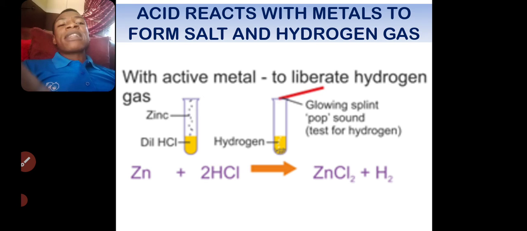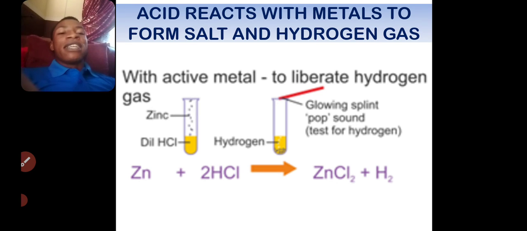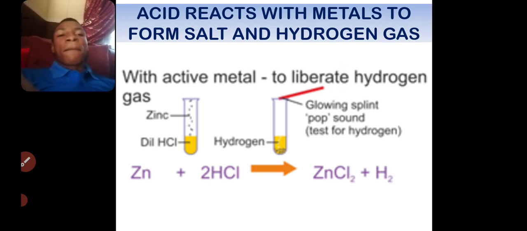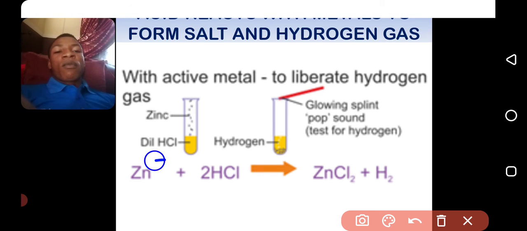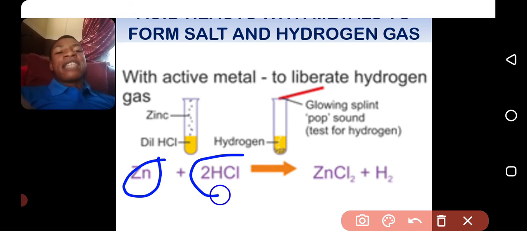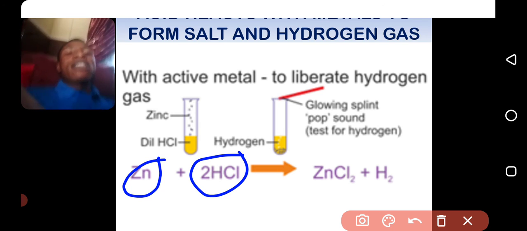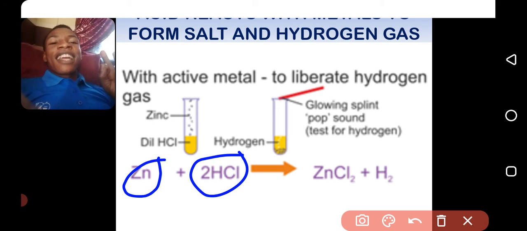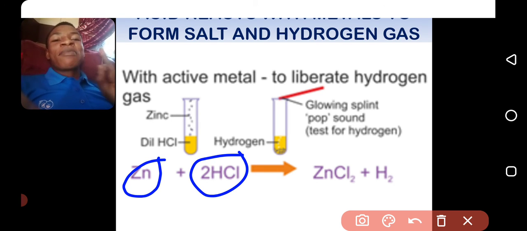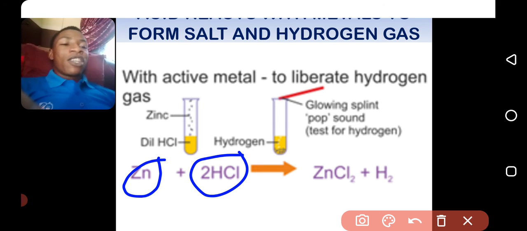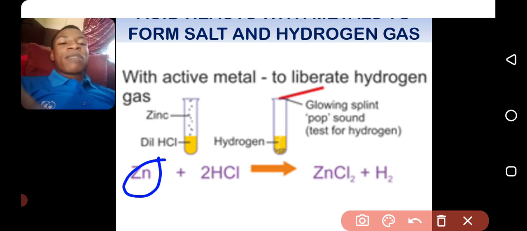Acid reacts with metals to form salt and hydrogen gas. As you can see here, zinc is a metal. HCl is an acid. You call this type of reaction a displacement reaction, a single displacement reaction. You will see why we call it displacement now.